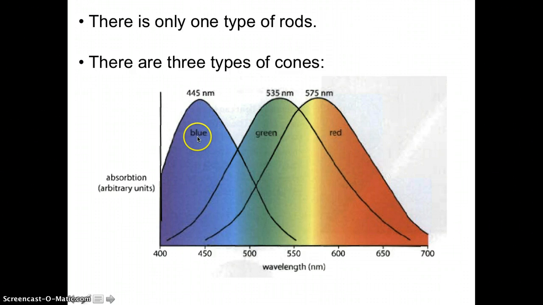But here's why we call this one a blue cone. It's most responsive, it absorbs most, the y-axis is absorption, it most absorbs blue light, 450 nanometers, or 445. The next cone, the green cone, is most responsive, it most absorbs green light, 535 nanometers. And red cones most heavily absorb 575 nanometers, which is red light.